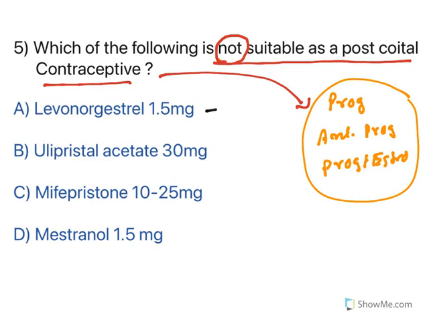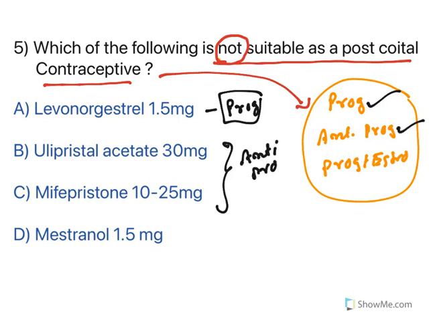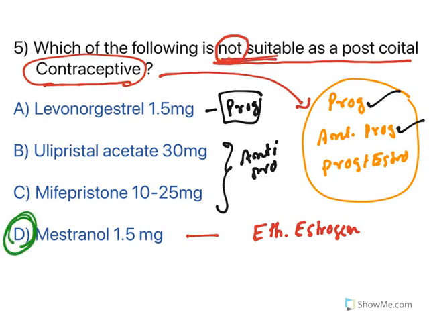Levonorgestrel is a progesterone derivative. So progesterones can be used for contraception. Ulipristal and mifepristone are both progesterone modulators, or they act as anti-progesterones. So anti-progesterones can also be used as contraceptives. Whereas mestranol is an ethinyl estradiol derivative. It is only an estrogen derivative. Only estrogens cannot be used to cause contraception. So for which of the following is not suitable, the apt answer is mestranol. It can be combined with progestins to bring about contraception, but alone it cannot be used. So the answer is mestranol, option D.